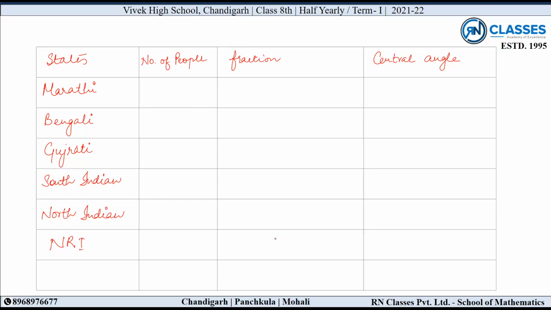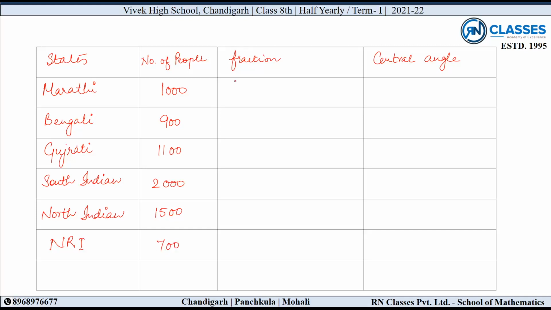This is it. Now, number of people. Marathi kitne the? 1000. Now, Bengali would be 900. Gujarati would be 1100. South Indian would be 2000. And North Indian would be 1500. And NRI are 700. We have to find out the fraction.